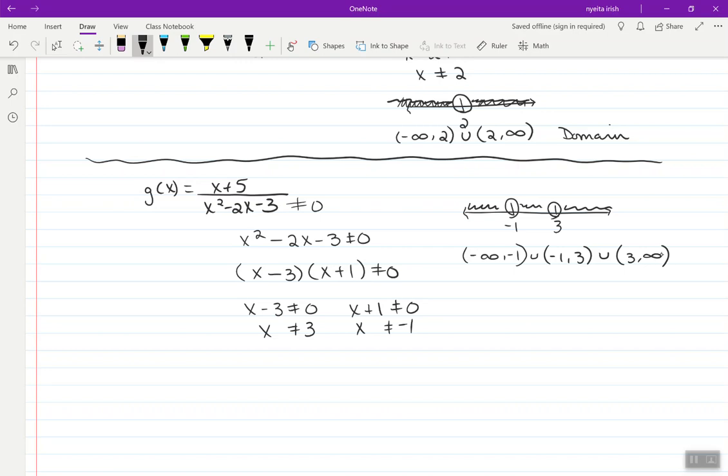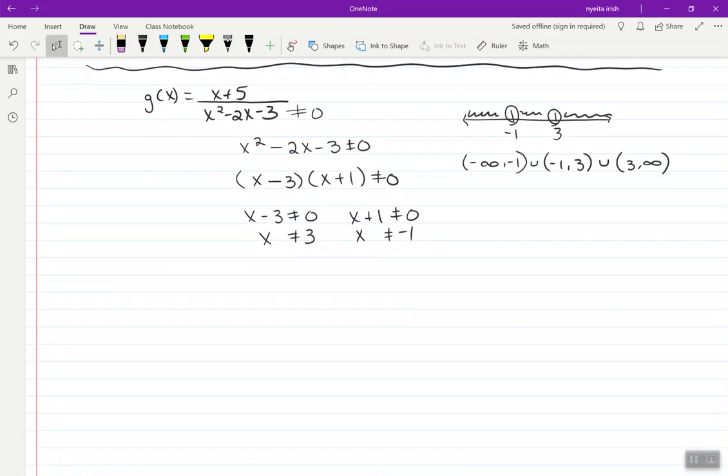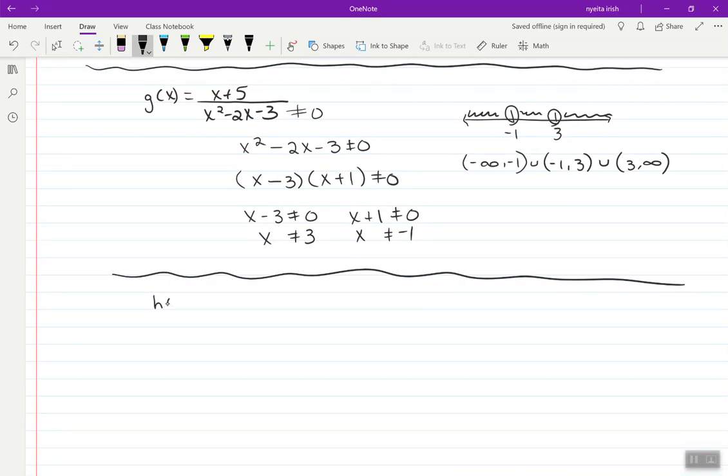So where it gets a little trickier is when you have a radical in the problem and it's a fractional or a rational exponent. So h of x equals the square root of x plus 5 over x squared minus 2x minus 3.